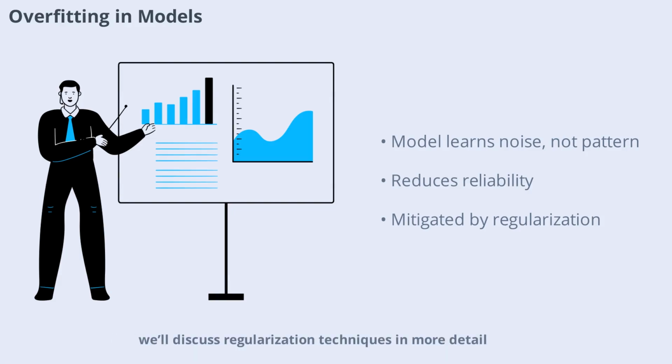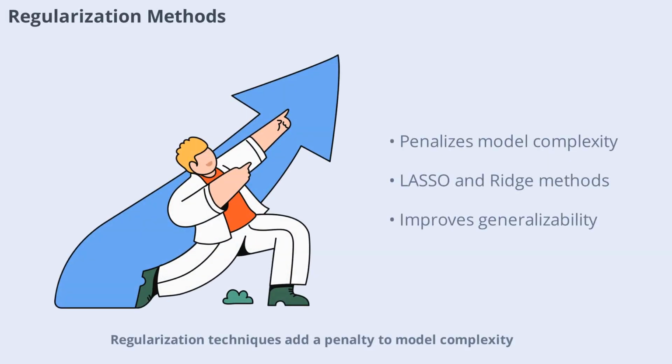Next, we'll discuss regularization techniques in more detail. Regularization techniques add a penalty to model complexity, discouraging overfitting. In biological data analysis, methods like lasso and ridge regression are commonly used. These techniques shrink less important feature coefficients toward zero, simplifying the model. Regularization helps ensure that models generalize well to new data and remain interpretable. By controlling complexity, regularization supports robust and meaningful biological discovery.